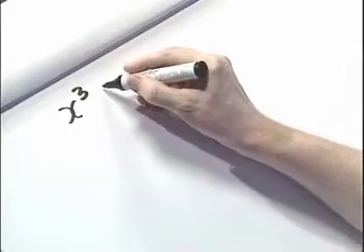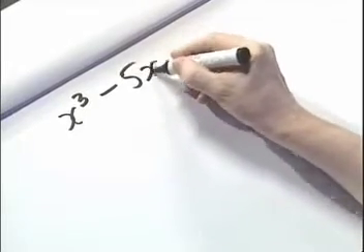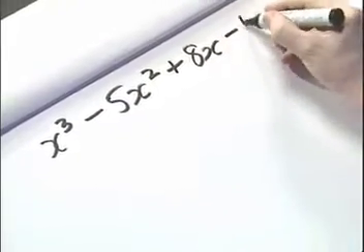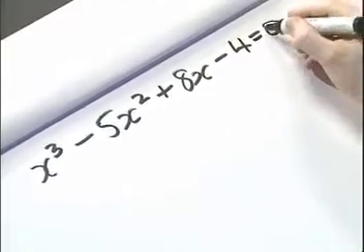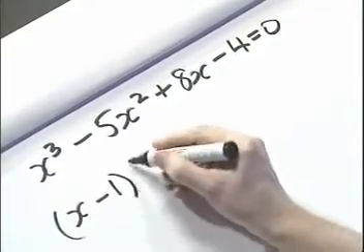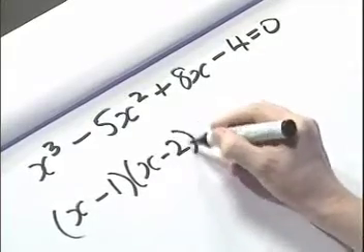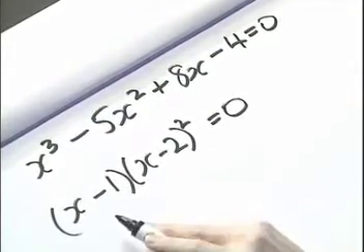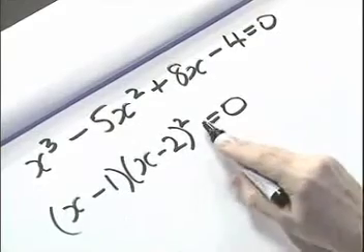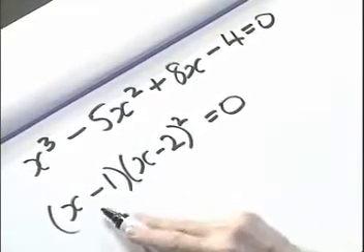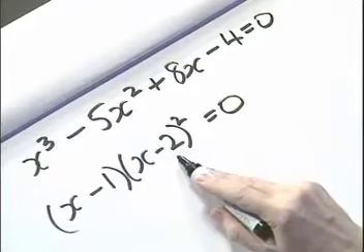The equation x cubed minus 5x squared plus 8x minus 4 equals 0 factorises to x minus 1 times x minus 2 all squared, and that is equal to 0. In this case we do have 3 roots, but 2 of them are the same. We have x minus 2 squared, so we only actually have 2 solutions.